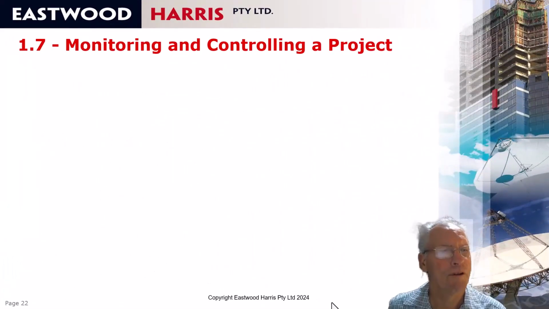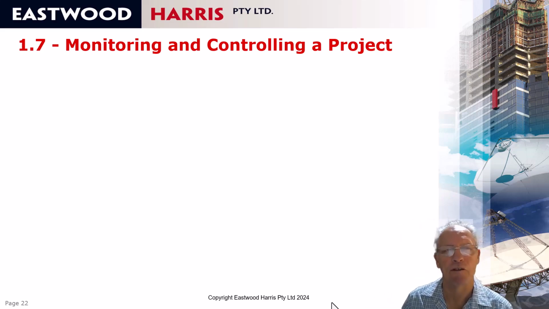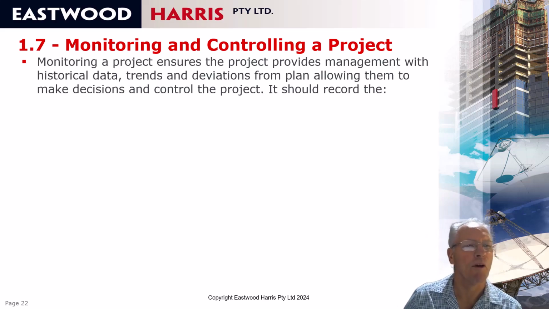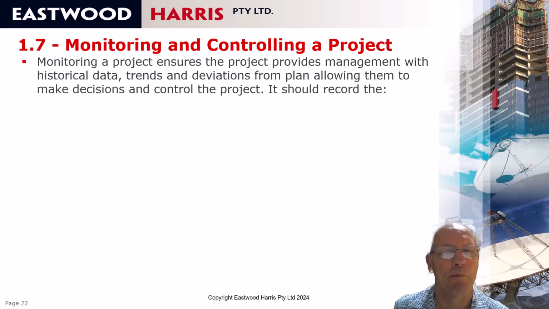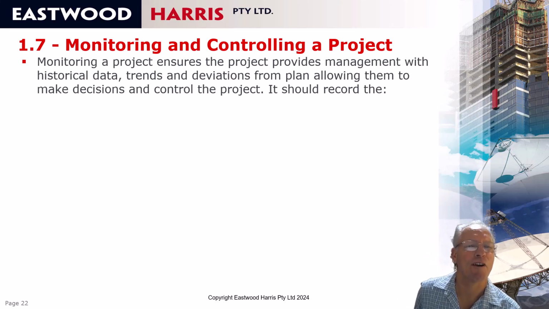Monitoring and controlling a project with the program. There are 2 distinct steps when you update a program. Monitoring is where you record what's happened on site and update the program, and controlling is where the programmer sits down with the project manager and decides how we're going to execute the rest of the project and what changes we're going to make to the program. So monitoring a program ensures the project provides management with the historical data, trends and deviations from the plan, allowing them to make decisions and control the project.